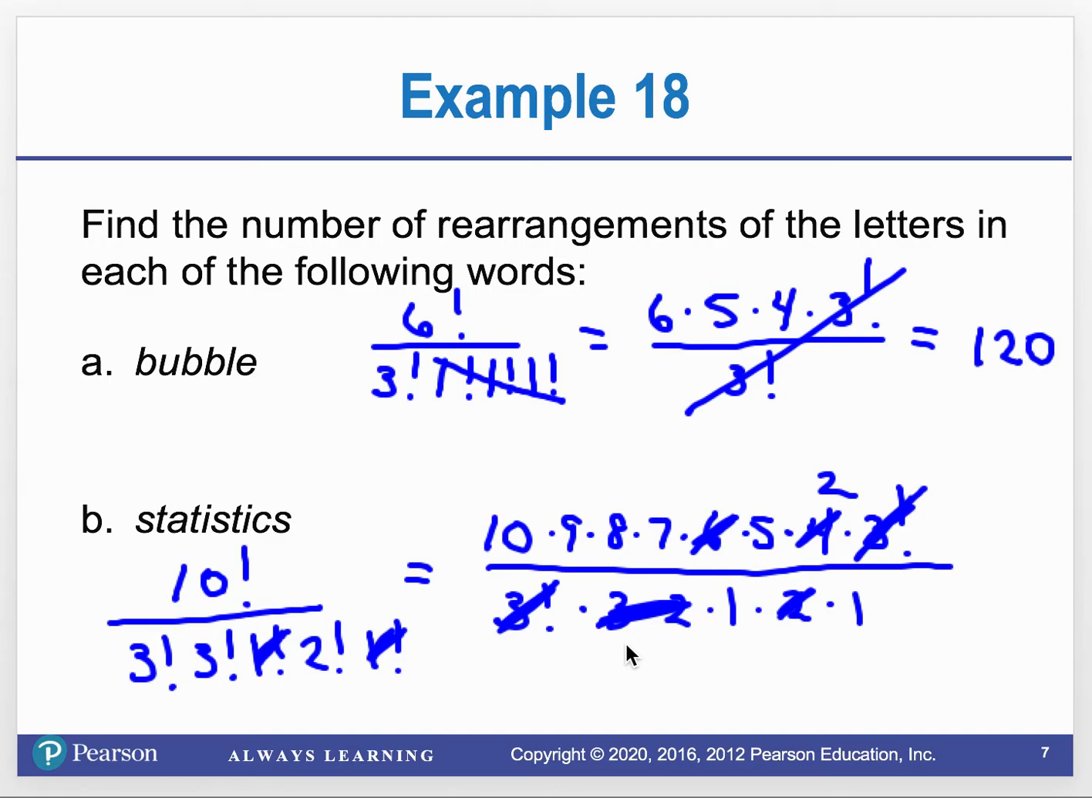Not 987, but don't forget your times in there. 9 times 8 times 7. So 50,400 different ways to arrange those letters.